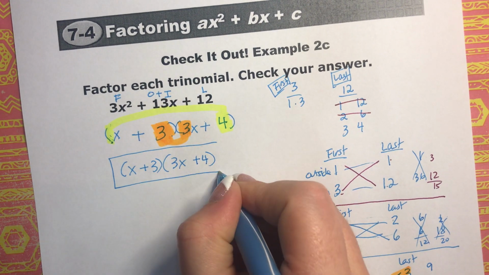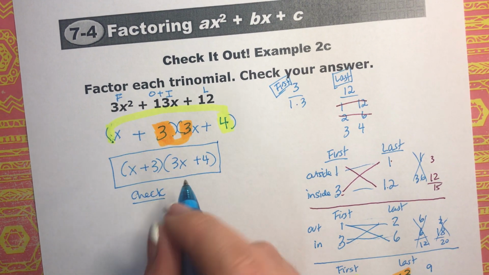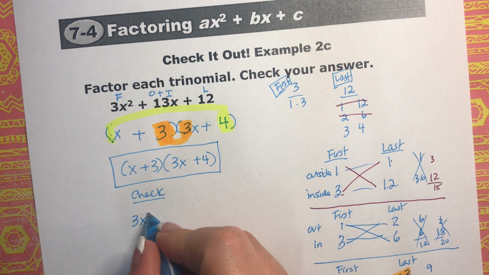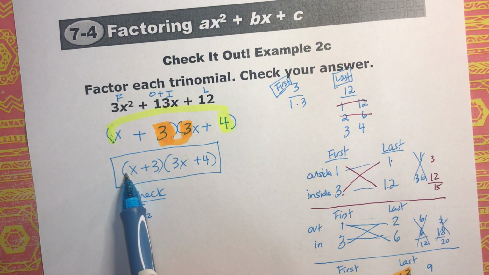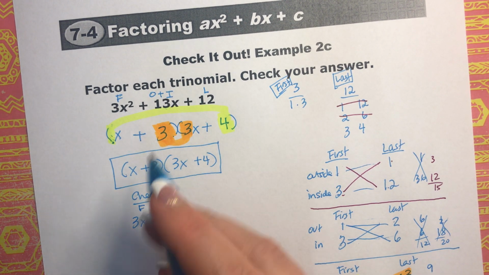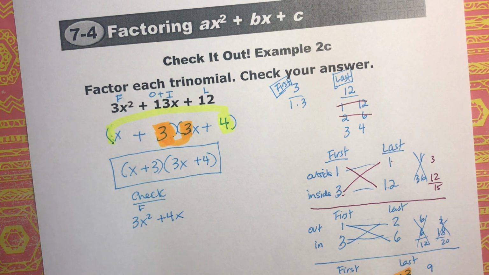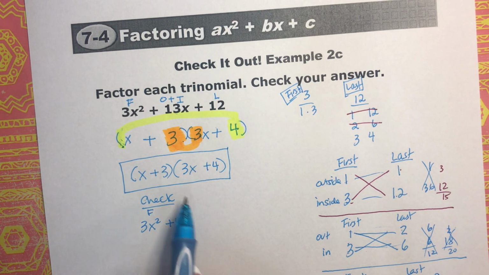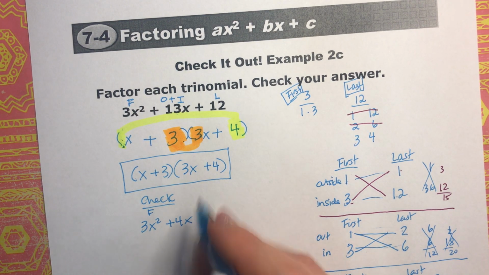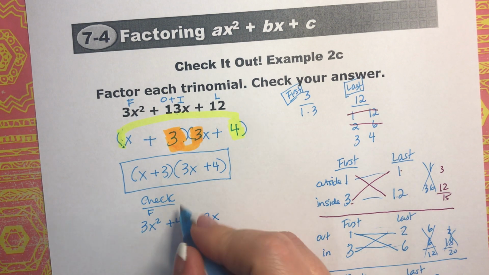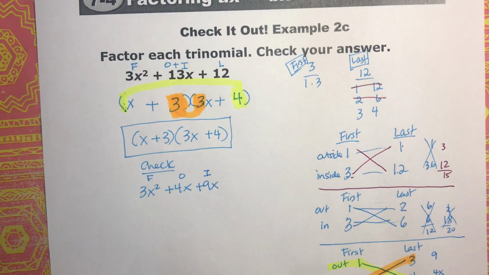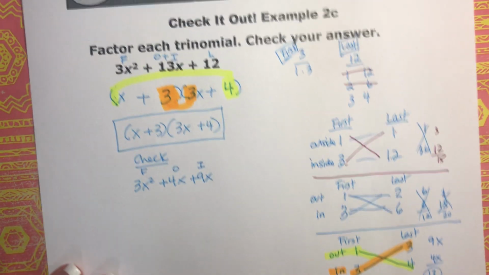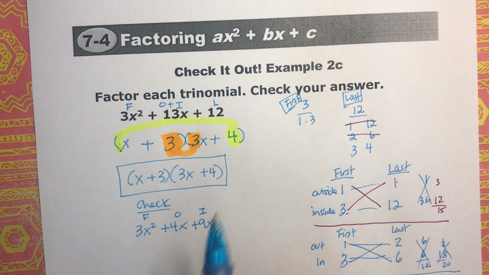And then we're just going to go ahead and check it. So let's go x times 3x. That's 3x squared. That's going to be my first. And then I'm going to do my outside, x times 4, right? Which is going to give me that positive 4x, which is what I had right here. That was the 1 times 4, which gave me that 4x. And then I'm going to do the inside, 3 times 3x, which is 9x, right? This was my outside. This is my inside. And that's how I got that inside, 3 times 3, which was 9x. And then my last is going to be 3 times 4, which is 12.